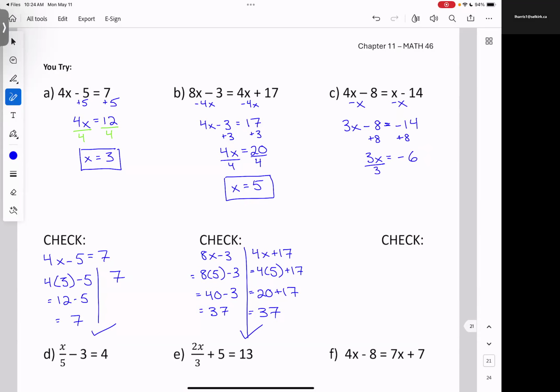Then step 4, I need to isolate my variable. So to do that, I'm going to divide both sides by 3, which leaves me with an answer of x equals negative 2. And let's check our work.